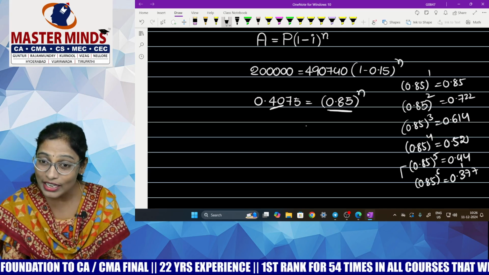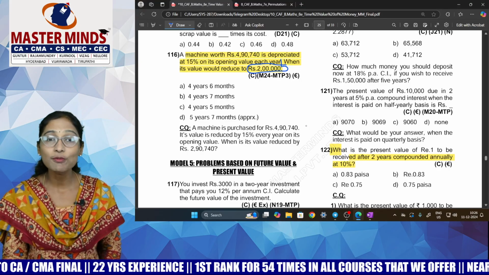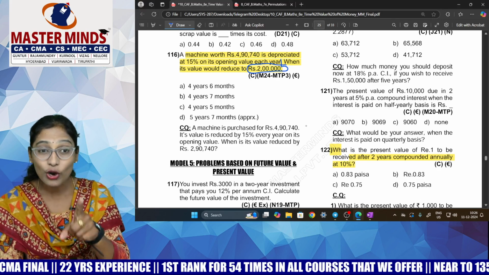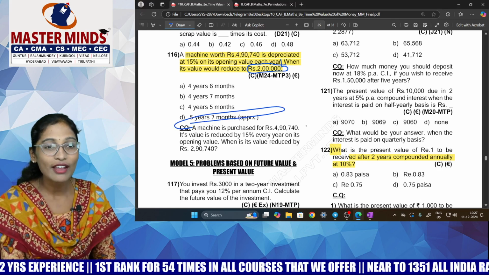So your answer lies between whom and whom? 5 and 6. Now look at your options once. There's only one option which lies between 5 years and 6 years. That is 5 years, 7 months.